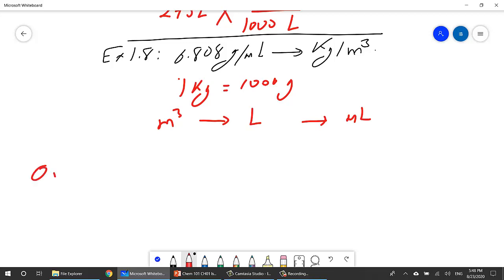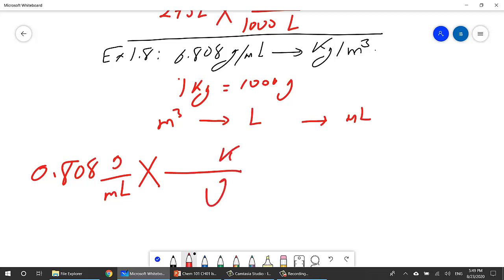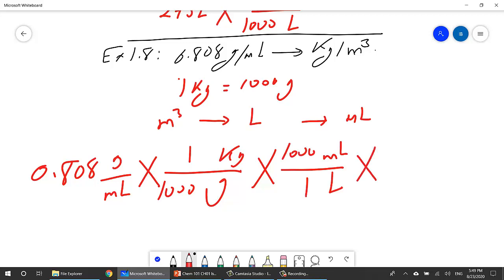You start with 0.808 gram per mil. Let's get rid of the gram first. So gram is in the bottom, kilogram in the top. 1 kilogram is 1,000 grams. And then I want to change this milliliter to liter. So I'm going to bring this in the top, liter in the bottom. 1 liter is 1,000 milliliter. And again, I want to reach meter cube, so I put liter in the top, meter cube in the bottom. 1 meter cube is 1,000 liters.